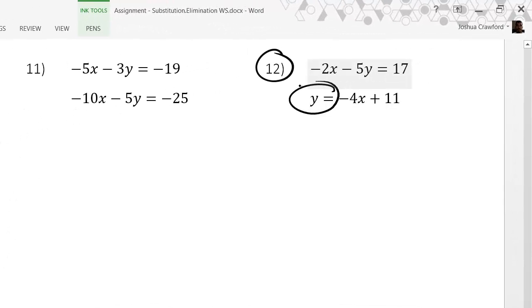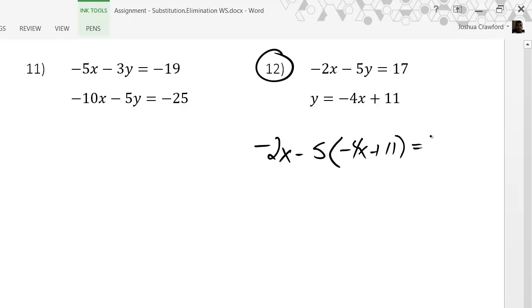Last question, number 12. Again, we have y equals, so we need to use substitution. So instead of the y in the first equation, replace y with what y equals, which is negative 4x plus 11. So write your equation, negative 2x minus 5, and instead of y, put parentheses, negative 4x plus 11, and then equals 17.